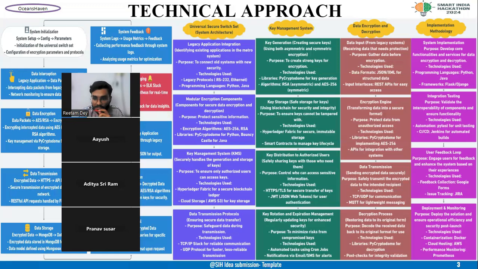Next comes the user feedback loop. The purpose is to engage users for feedback and enhance the system based on their experience. The technologies we are using are Google Forms, and for issue tracking, we are using Jira.